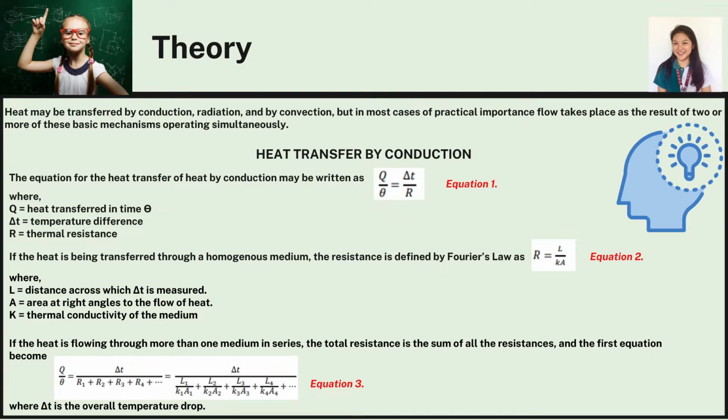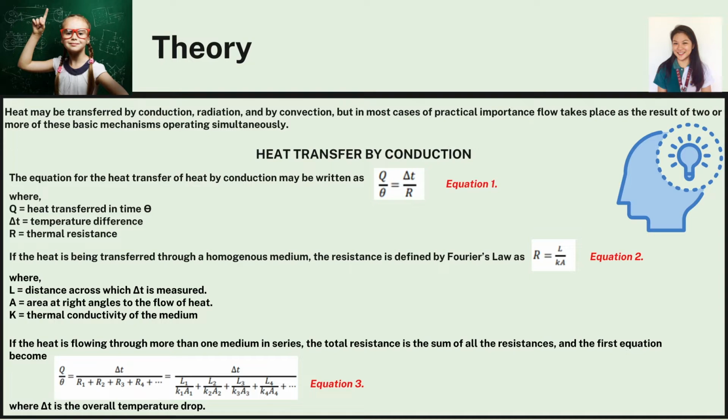The equation for the transfer of heat by conduction may be written as Q over theta is equal to delta T over R, where Q is the heat transferred in time theta, delta T is the temperature difference, and R is the thermal resistance. If the heat is being transferred through a homogeneous medium, the resistance is defined by Fourier's law as R is equal to L over KA, where L is the distance across which delta T is measured, A is the area at right angles to the flow of heat, and K is the thermal conductivity of the medium.